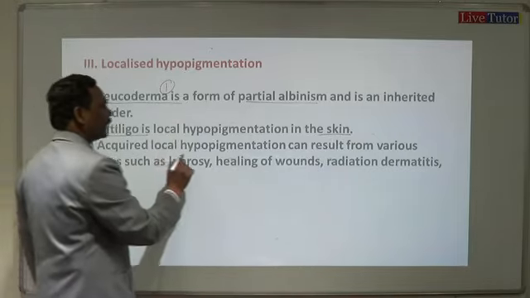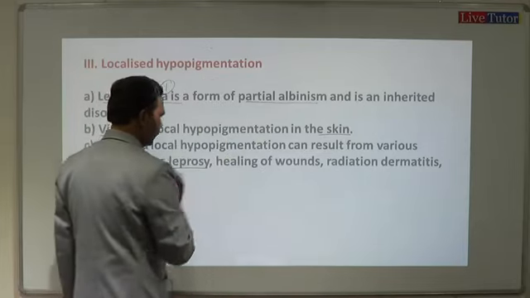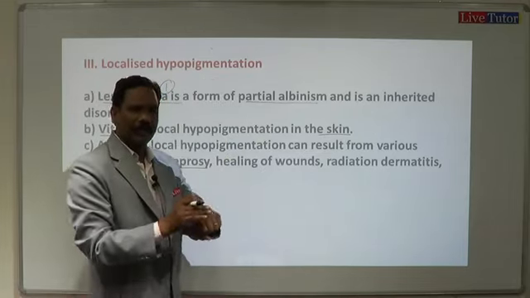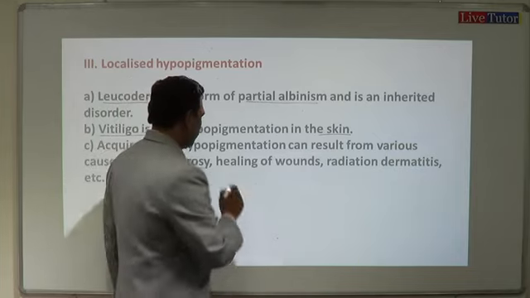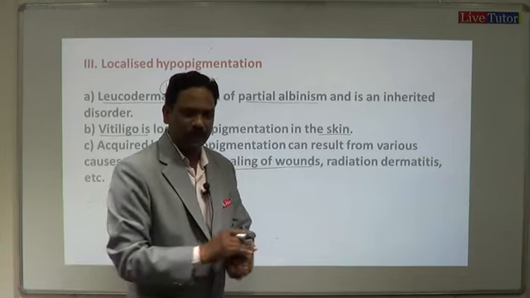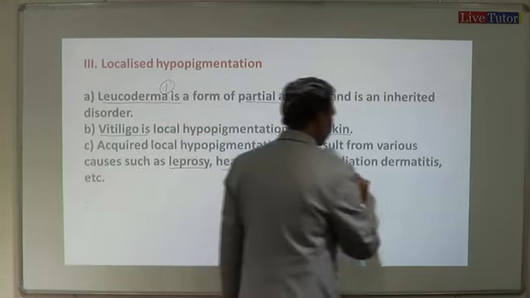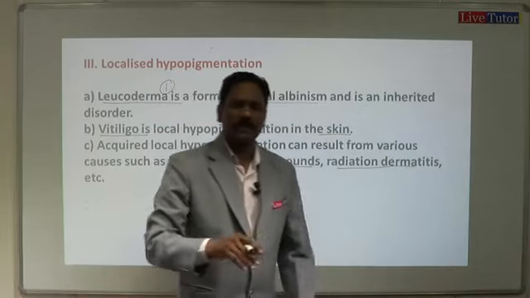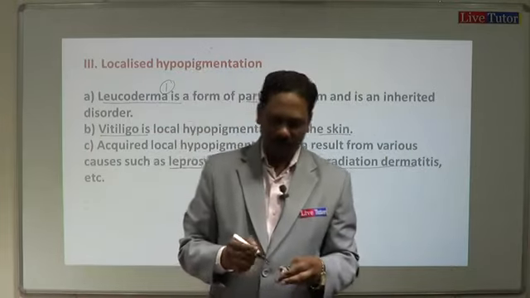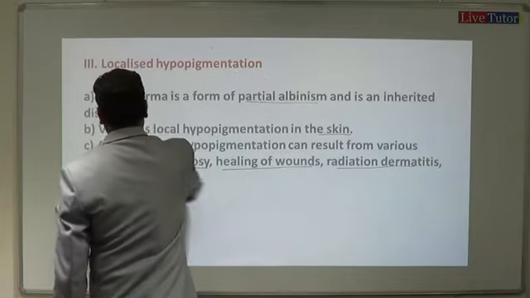Then acquired local hypopigmentation can result from various causes, such as leprosy. After a leprosy wound heals, that place is pink in color. Healing of a wound, especially a fire burn wound. Then radiation dermatitis: due to sun radiation, there may be patches here and there. These are the causes of localized hypopigmentation.